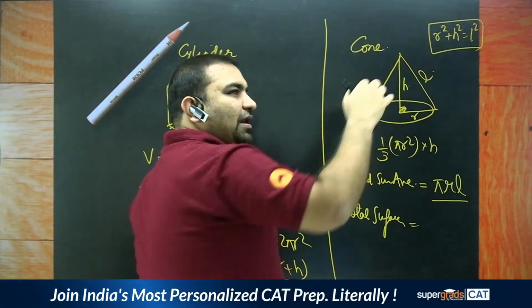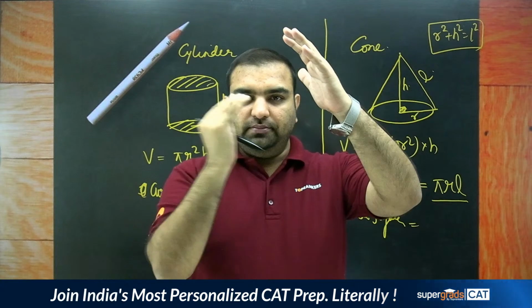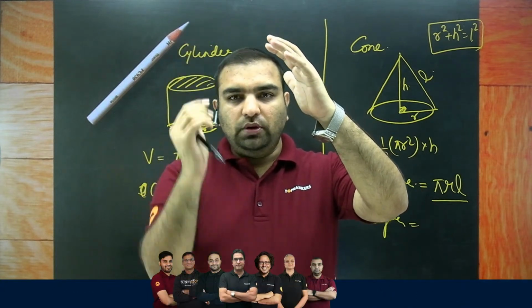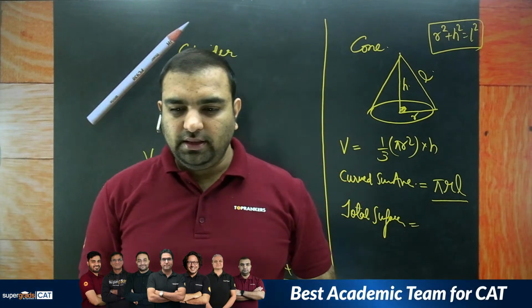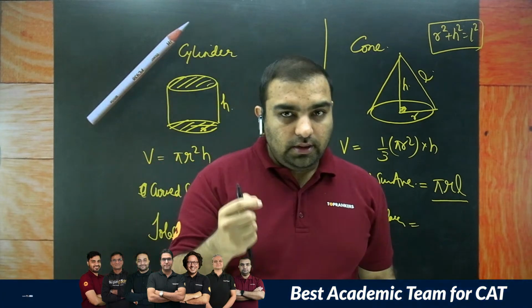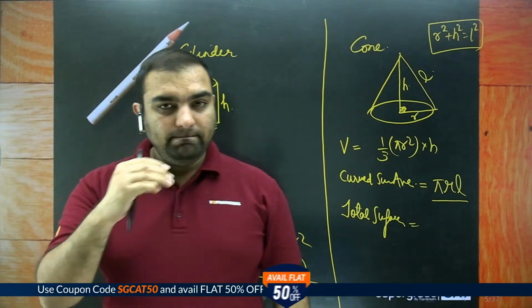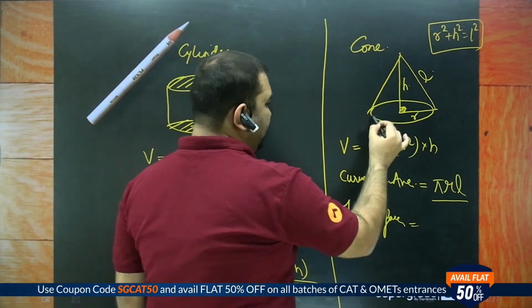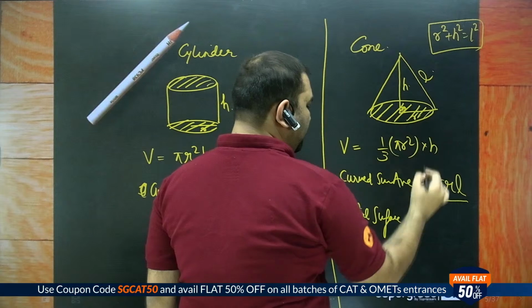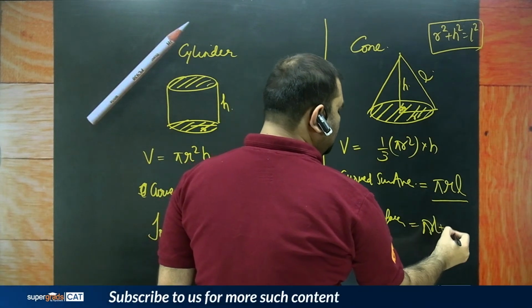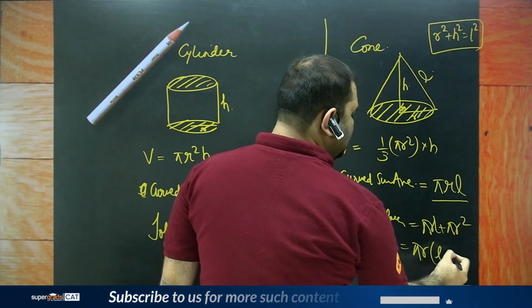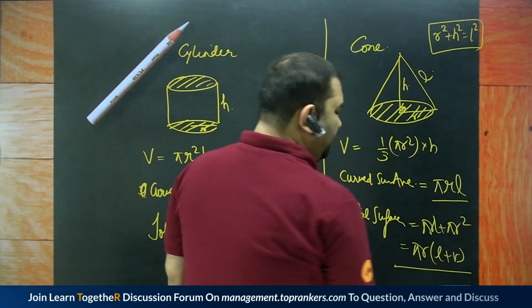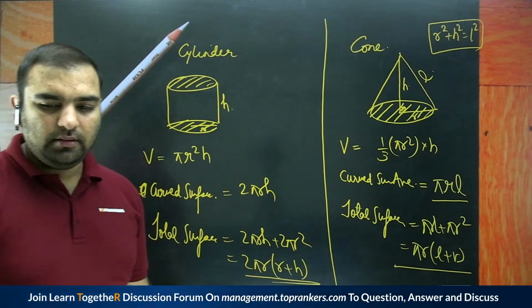कर्व्ड में ये पूरा वाला आ गया. सो टोटल में वो जो एक सर्कल बचा हुआ है नीचे, दैट इज वी नीड टू ऐड एक्स्ट्रा. टोटल में जो एक नीचे सर्कल बच गया है, दिस बेस सर्कल, इसको ऐड करना पड़ेगा. सो पाई आर एल प्लस पाई आर स्क्वायर, पाई आर (एल प्लस आर).